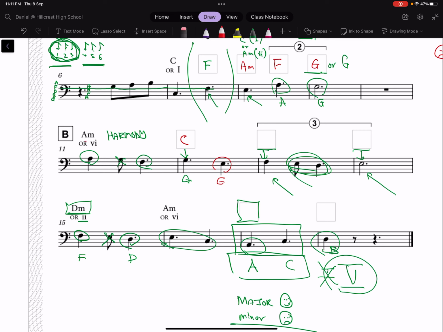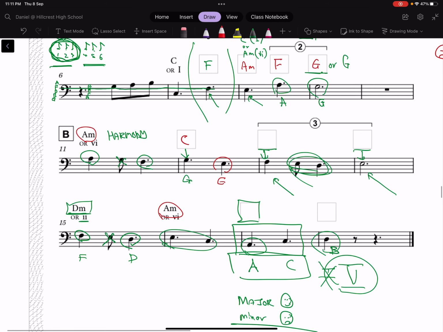Okay, A minor, A minor. So we have to decide whether that E is going to be A minor as well. That sounded like a major. Put the alternatives in here. That's a 1, that's a 4.